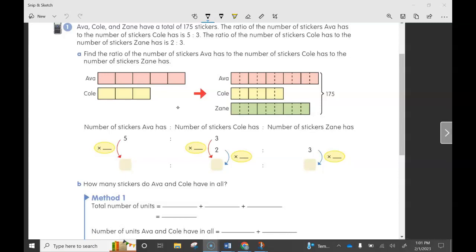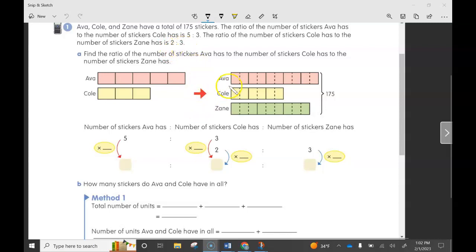The ratio of the number of stickers Ava has to the number of stickers Cole has is 5:3. So we have 5:3 compared to Ava and Cole. Now the ratio of the number of stickers Cole has to the number of stickers Zane has is 2:3. Okay, so you can see that each unit is divided into different sections there. You can see 2 for Cole, 3 for Zane. The total amount of sections here would be 6 to 9, which could be simplified to 2 to 3.